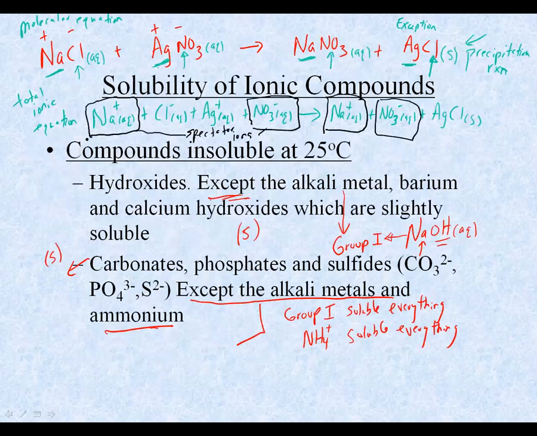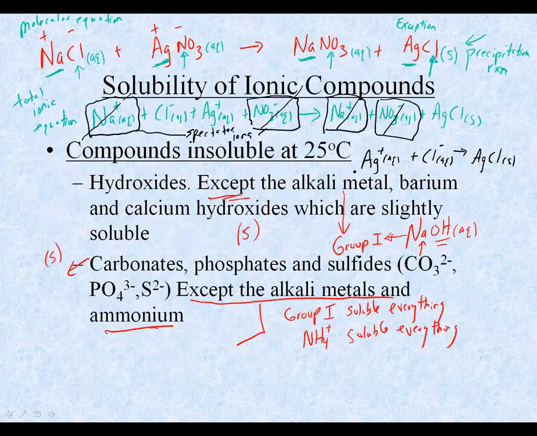And as we talked about before, we typically will cross those out on each side. And that will leave us the next type of equation that we talked about. What you're left with is the silver with a +1 charge coming together with the chloride with a -1 charge to form silver chloride that is a solid.